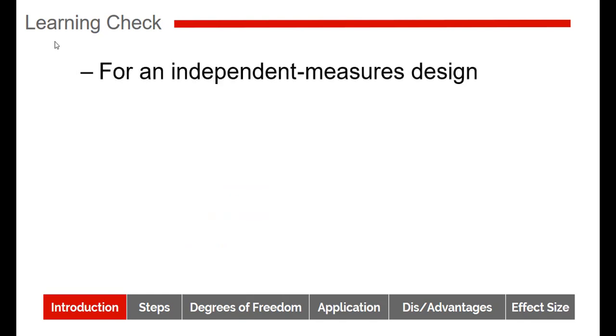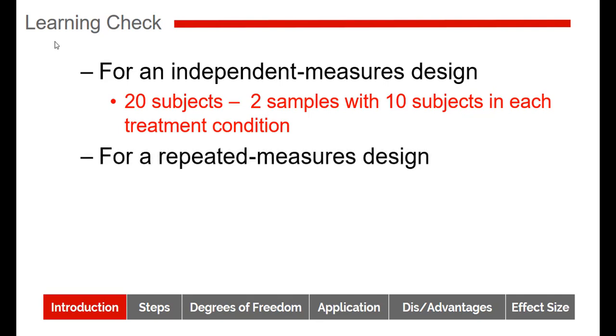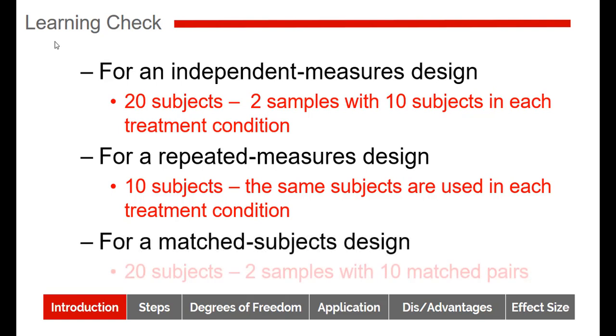All right, for an independent measures design, you would need 20 subjects. If you have 10 subjects in each treatment condition with two samples, that would mean 20 subjects. For a repeated measures design, you would only need 10 subjects because the same subjects are used in each treatment condition. And for a matched subjects design, you again would need 20 subjects, two samples with 10 matched pairs.